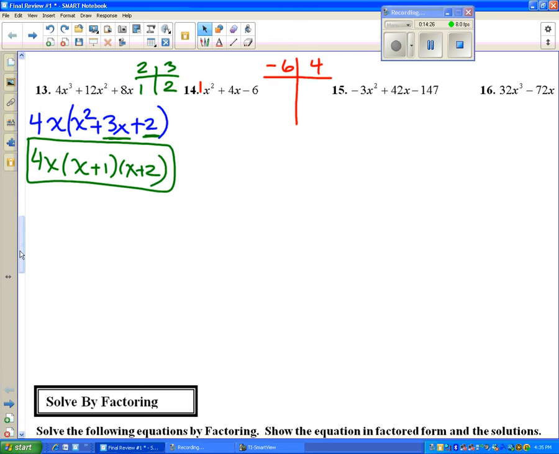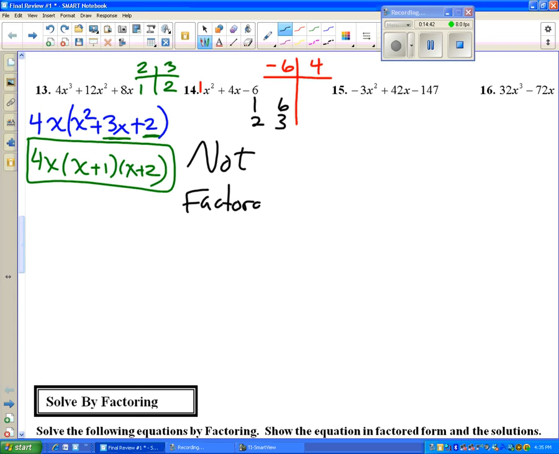Now at this point, you're going to sit there and you're going to wonder. The only things that multiply to be negative 6 are 1 and 6, 2 and 3. None of these are going to add up to be 4. So this is not factorable. Now, is it solvable? Yes. If I had this equal to 0 and I needed to find a solution, I could use the quadratic formula. But for now, I'm not solving. All I'm doing is factoring, so this is not factorable.